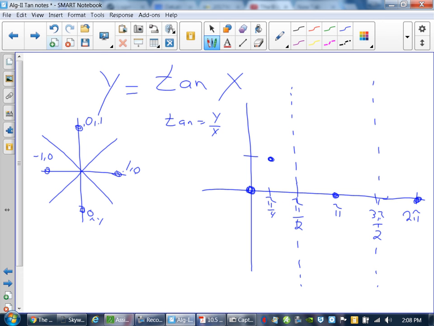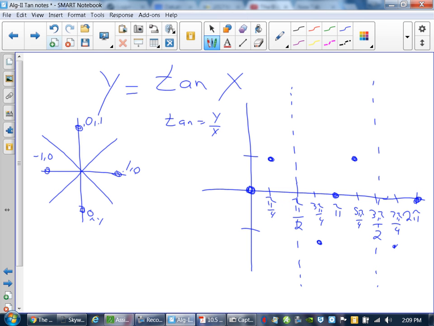At 3 pi over 4, is tangent positive or negative? It's negative, so it's at negative 1. The next one would be 5 pi over 4, and I'm back to 1. And the next one would be 7 pi over 4, and I'm back to negative 1 again.